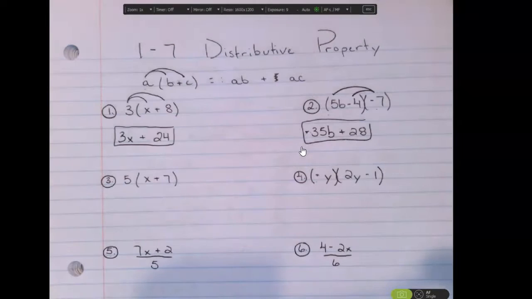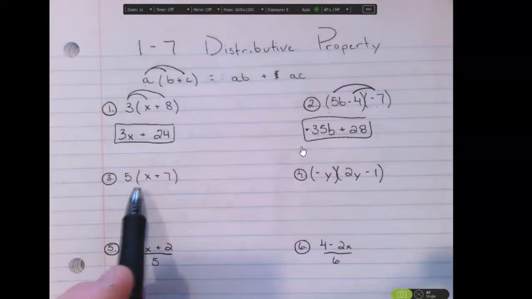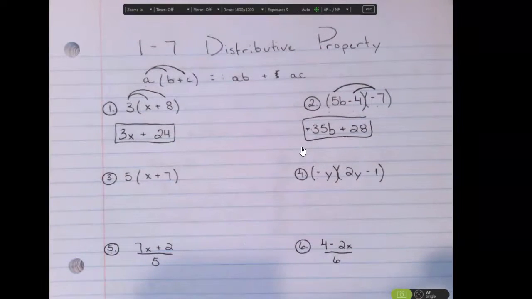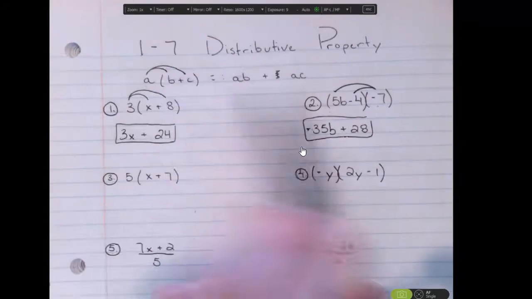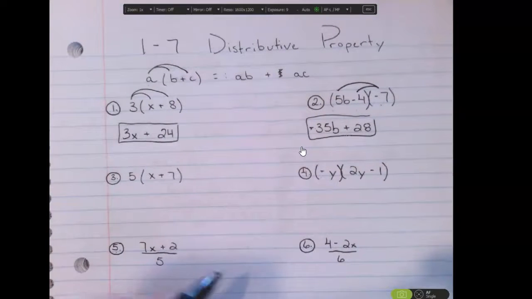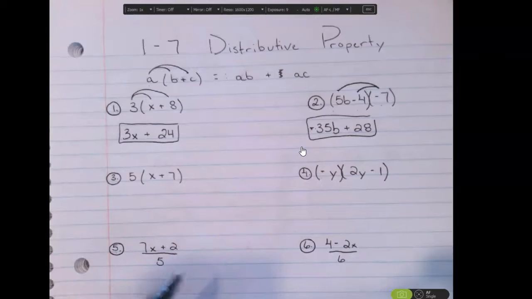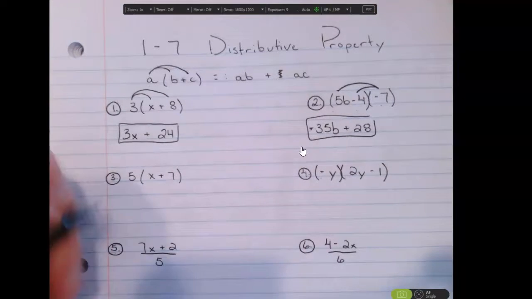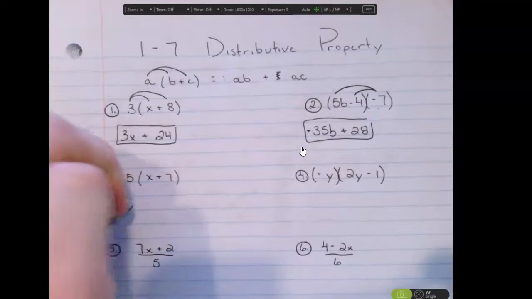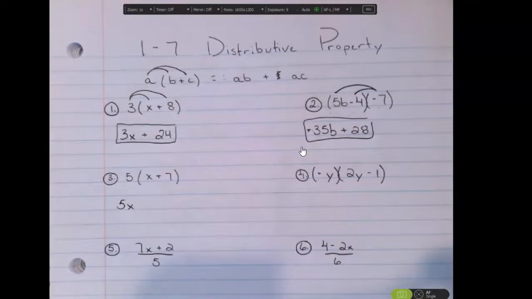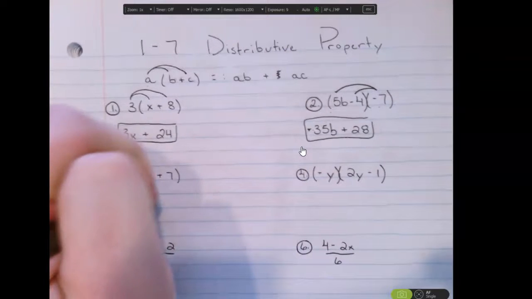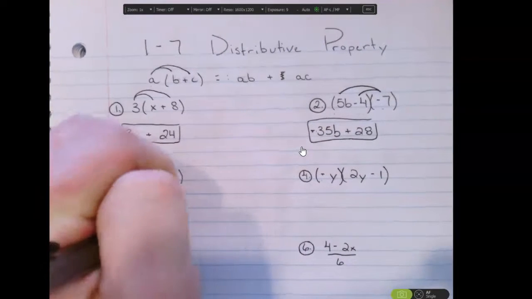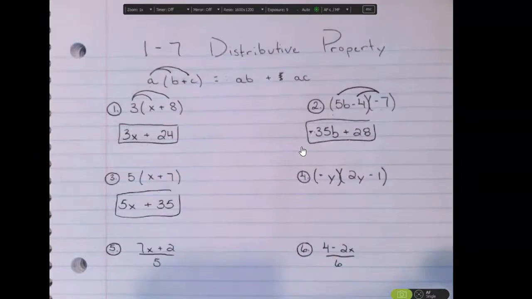Let's look at number 3. I've got 5 times the quantity x plus 7. Again, distribute. If you don't want to draw these lines every time, you don't have to. It's just a way of reminding yourself to multiply by everything in the parentheses. So if I distribute here, 5 times x is 5x, and 5 times positive 7 is positive 35. And there you go, there's that one as well.